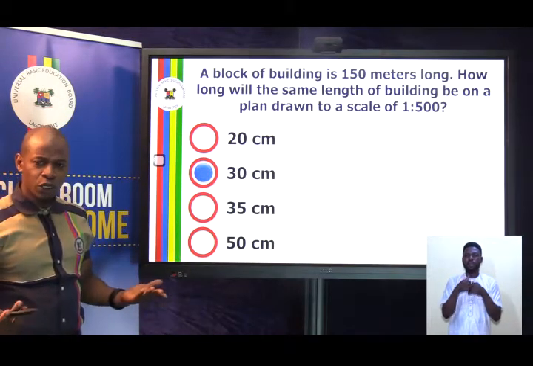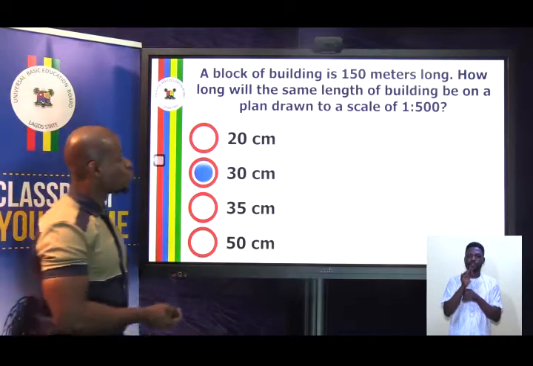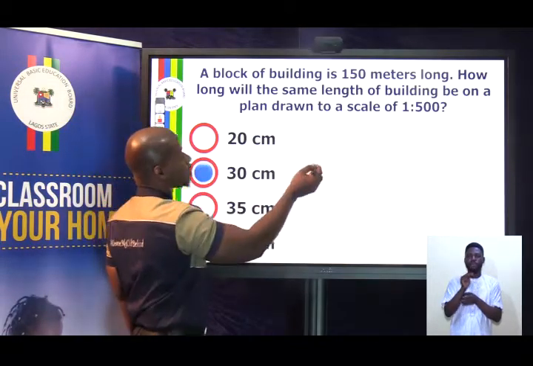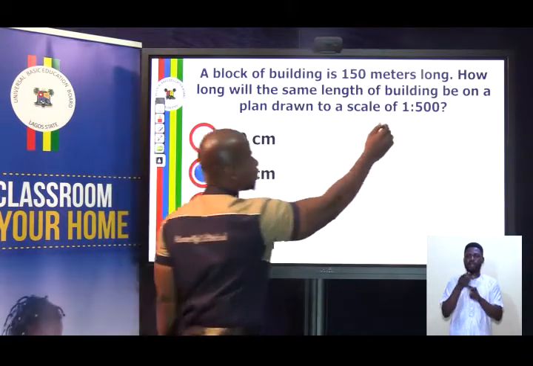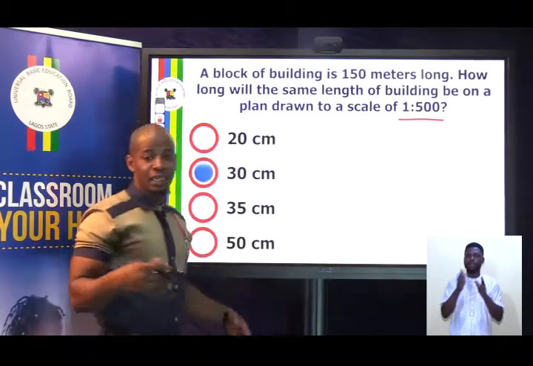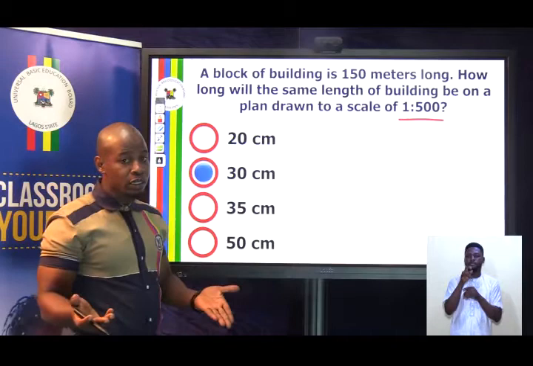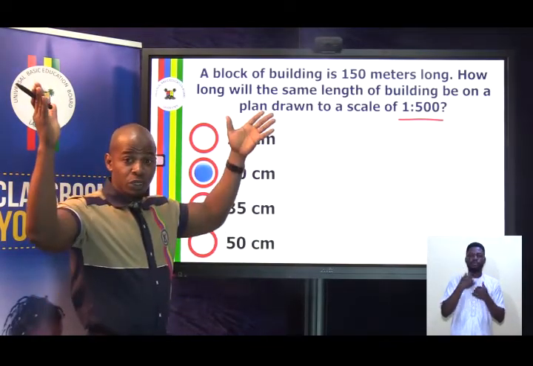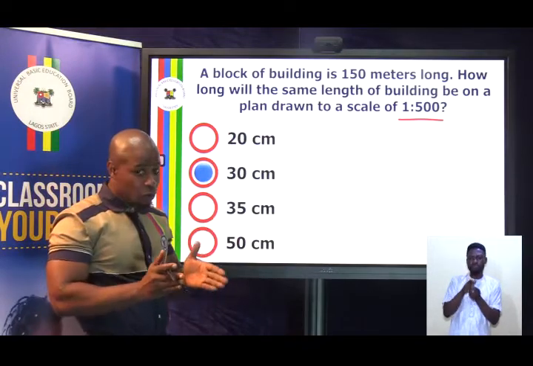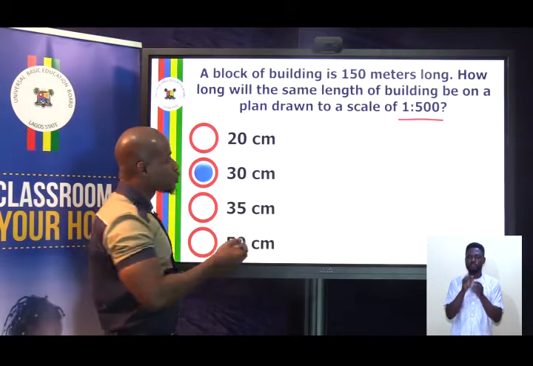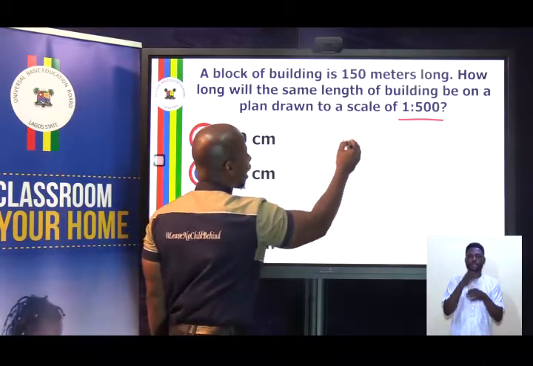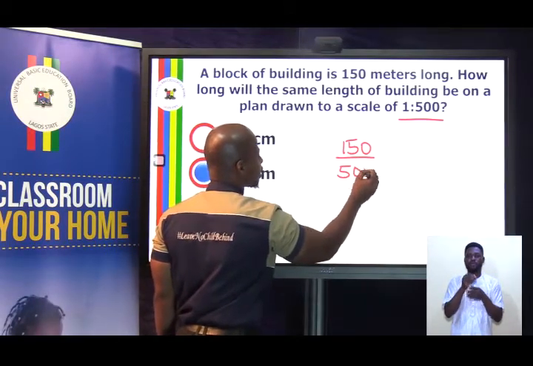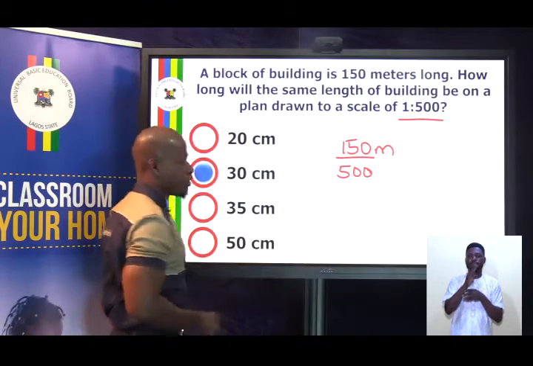But how did we get 30 centimeters? I'll just show you. The real distance is 150 meters, and it is 500 times larger than the planned distance. At least that's what the scale is telling us. So to get the planned distance, you have to scale the real distance down because the paper distance will be smaller. And to scale it down means to divide by 500. That's 150 meters divided by 500.